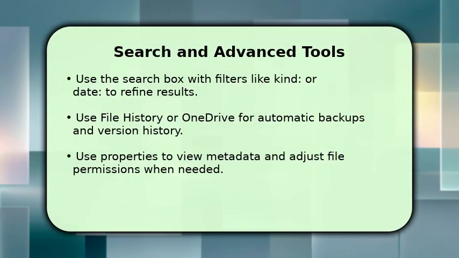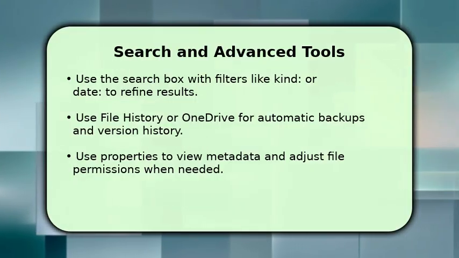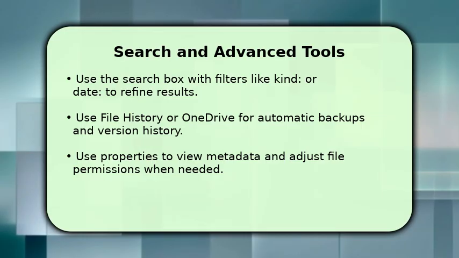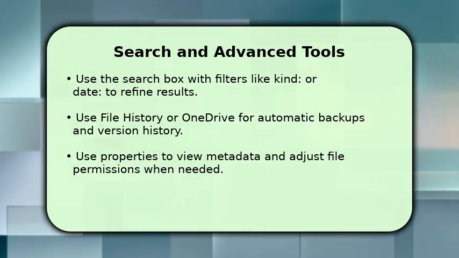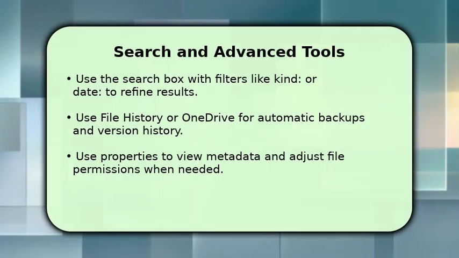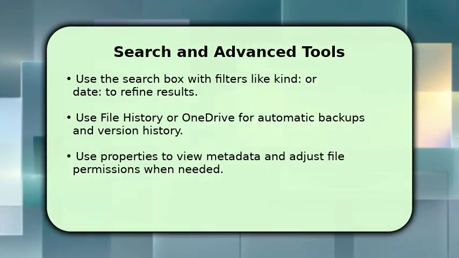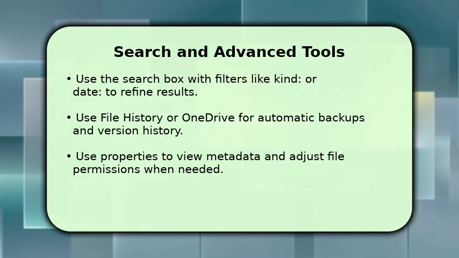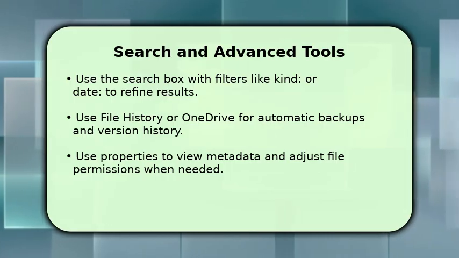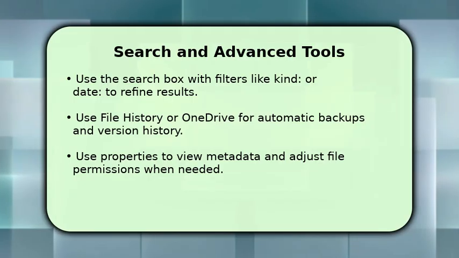Use the search box at the top to quickly find files using keywords, filters, or file types like kind:PDF. Right-click files to access properties, open locations, or restore previous versions when needed. Enable File History or connect OneDrive to keep backups and sync across devices. Learn to use the ribbon tools for compressing, sharing, or burning files, and practice safe file handling to prevent accidental deletions and manage storage space.